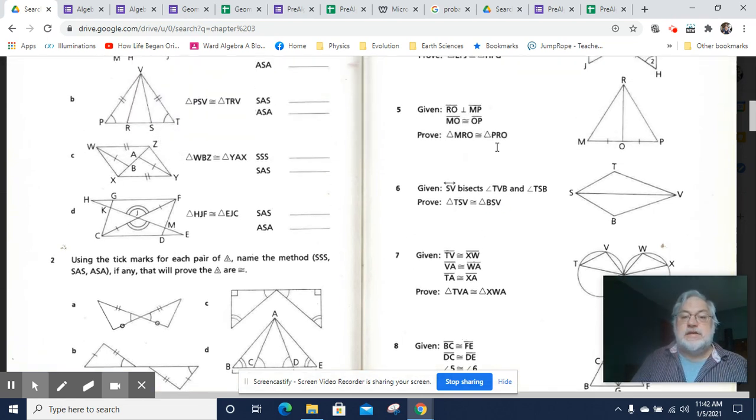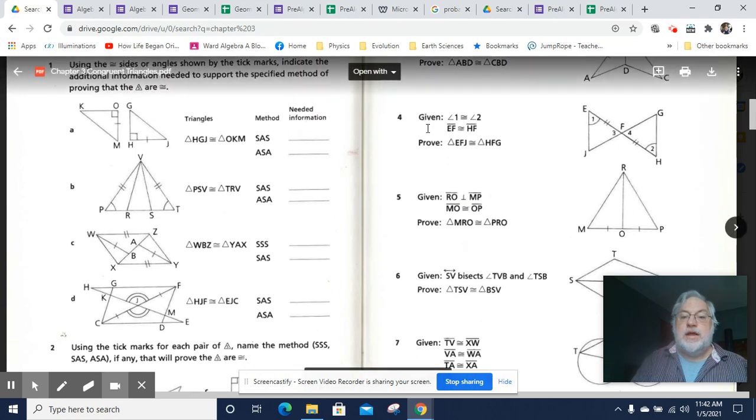You've seen 6 in a do now earlier. I'll talk about number 4 here. We have angle 1 and angle 2 are congruent. We have EF and HF are congruent. We need to prove whether triangle EFJ and HFG, notice they are naming each other in the same order, are congruent. We've got a side and an angle, but these are vertical angles. In the last chapter, we determined that these two angles are congruent too. So we've got angle, side, angle.